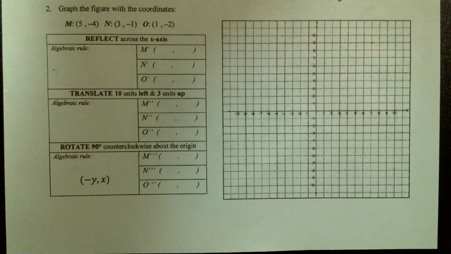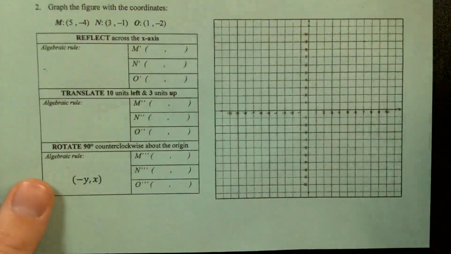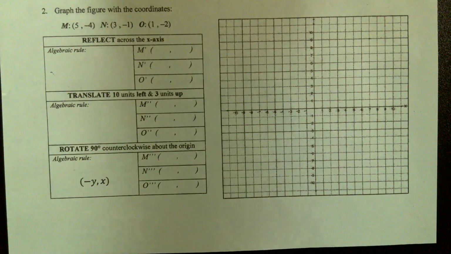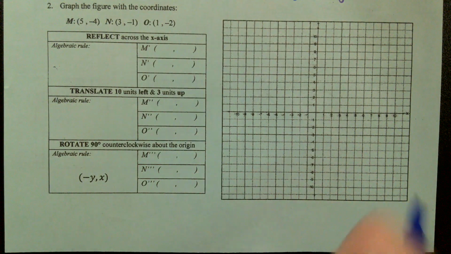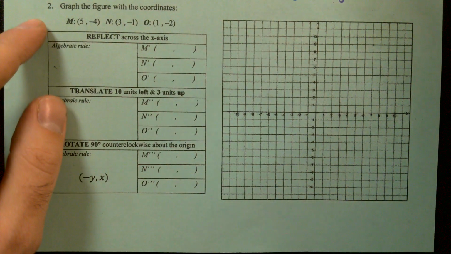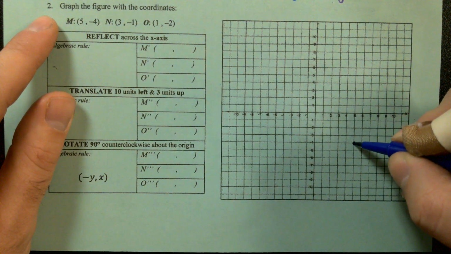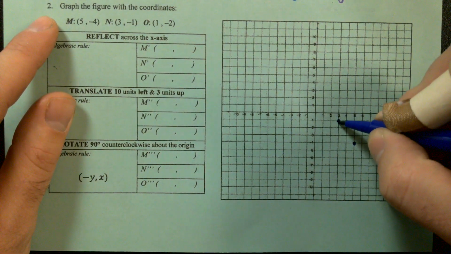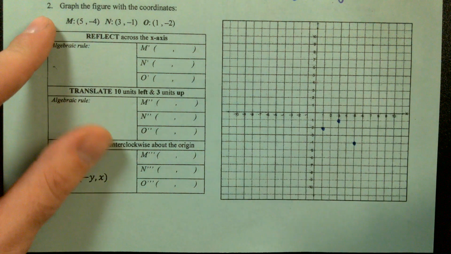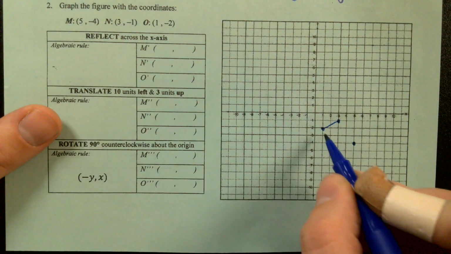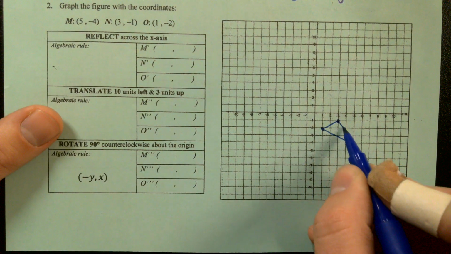Number 2, and if you didn't get through all of this, just fill in the blanks as we go along. Okay? So I'm going to start by graphing my pre-image. 5, -4, boom, boom. 3, -1, boom, boom. And 1, -2, right there. We got a tiny little triangle that we're going to translate here. Or not translate, but we're going to transform.